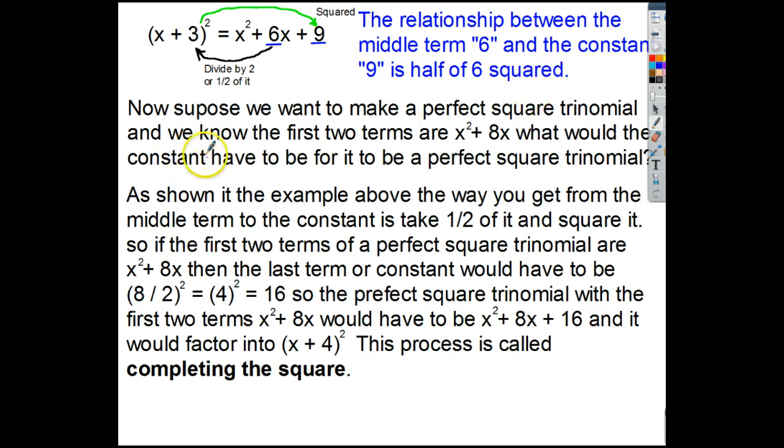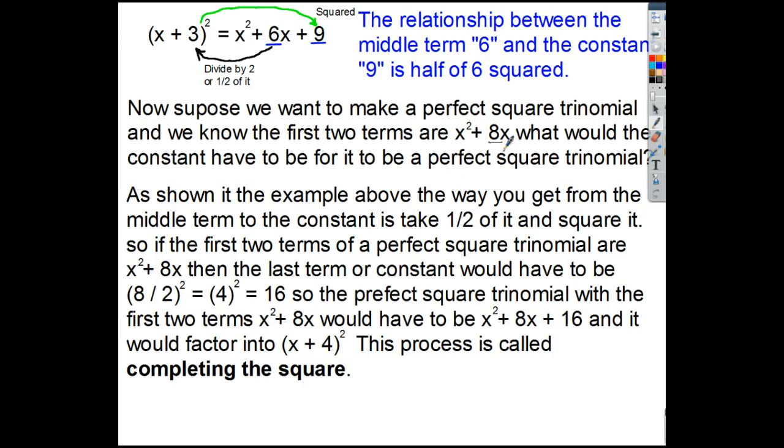Okay? All right, now suppose we want to make a perfect square trinomial, and we know that the first two terms are x squared plus 8x. What would the constant have to be for that to be a perfect square trinomial? Okay, so that's what we want to figure out. As shown in the example above, the way you get from the middle term, this would be the middle term 8, to the constant, you take half of it and square it.